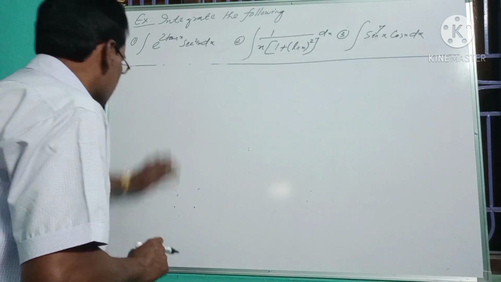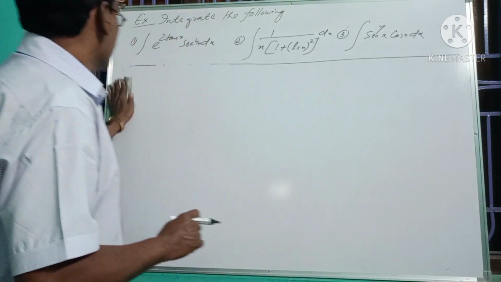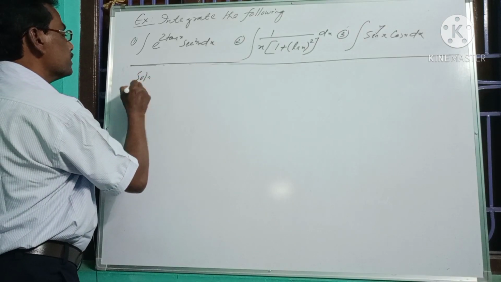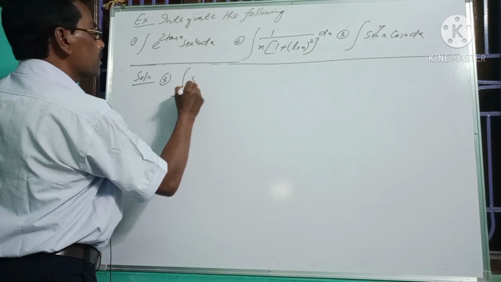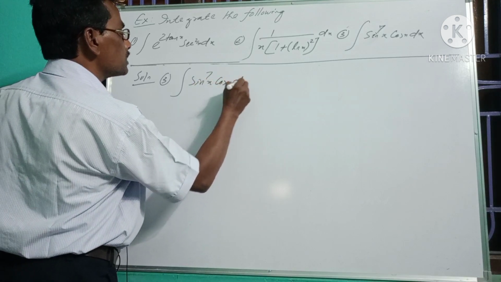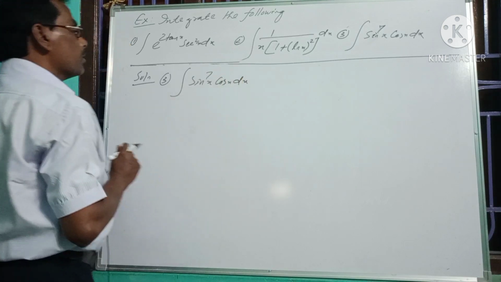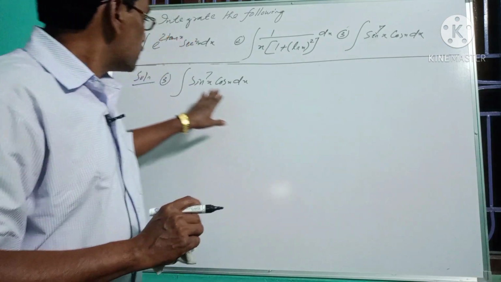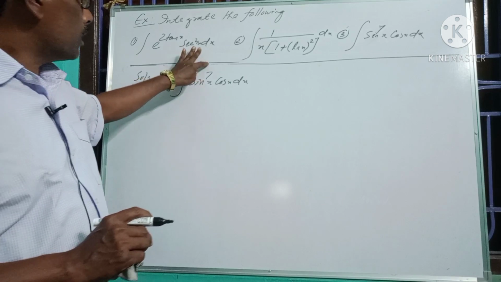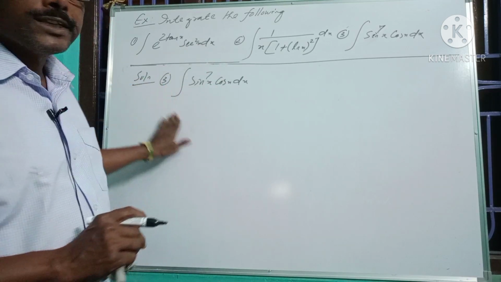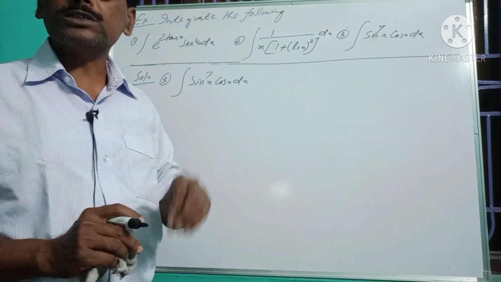So we have the third problem, that is integration of sine to the power 7x into cos x with respect to x. Now the integrand contains sine and cosine functions, where the power of sine x is 7 and cos x is only to the power 1. So this integrand can be integrated by the process of substitution.